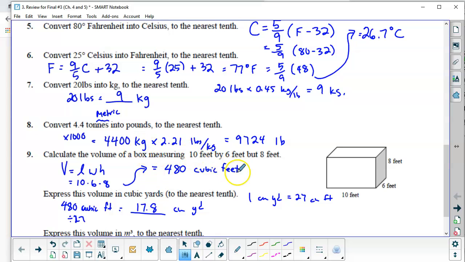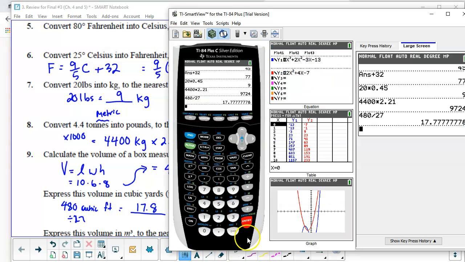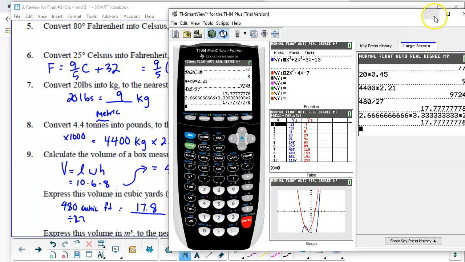Now you could have gone back to each dimension here and converted these into yards. So like for example, this would be 2 yards. This would be 3.3 repeating. This would be 2.6 repeating. And let's multiply that. So 2.6 repeating times 3.3 repeating times 2 is the same. Okay?